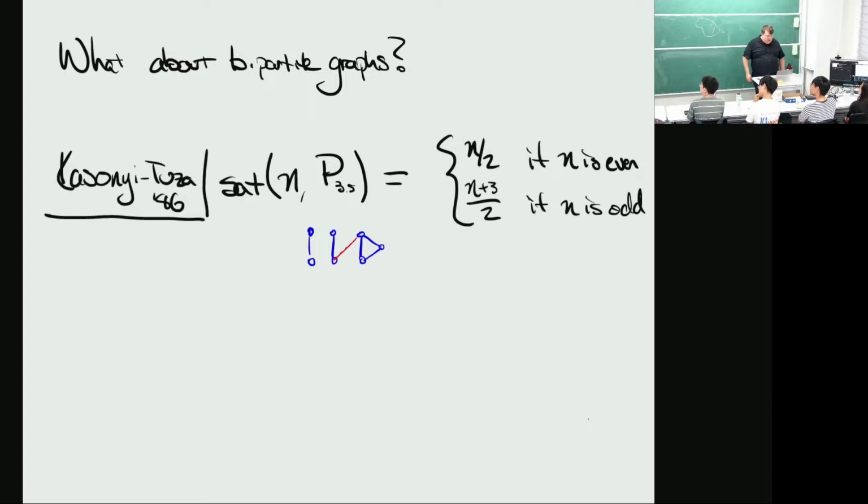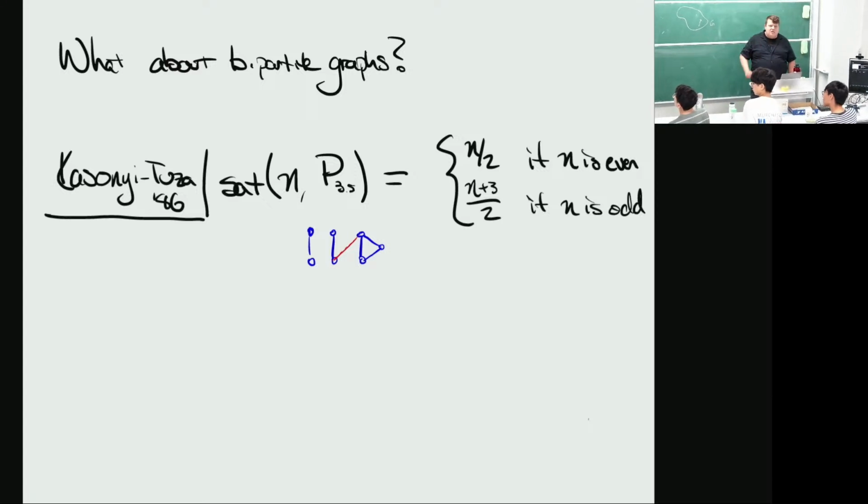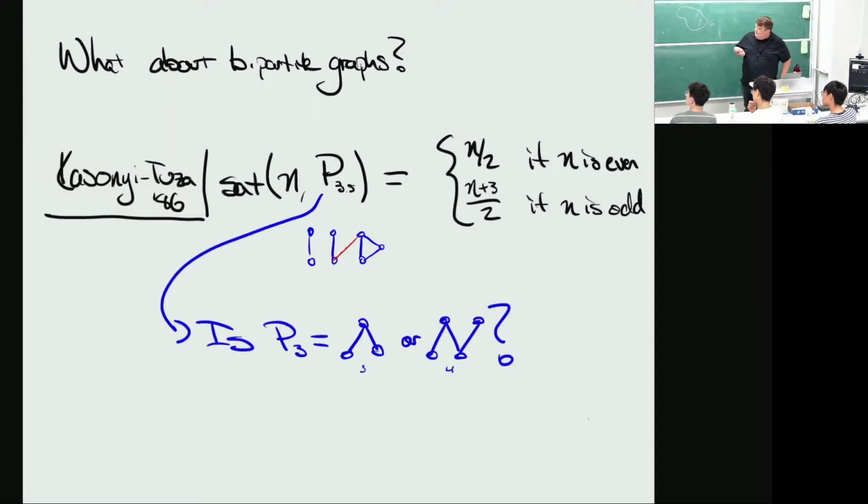Okay, so as an example, here's a nice result of Cassini and Tuza. I'll show you their better known result in a moment, but they proved the saturation number for P3.5. They showed that it's basically n over 2, except there's some parity things that you have to deal with. You can just take a matching and then a triangle. That graph is always saturated relative to P3.5. Oh, that we already talked about. Is P3 that or that?